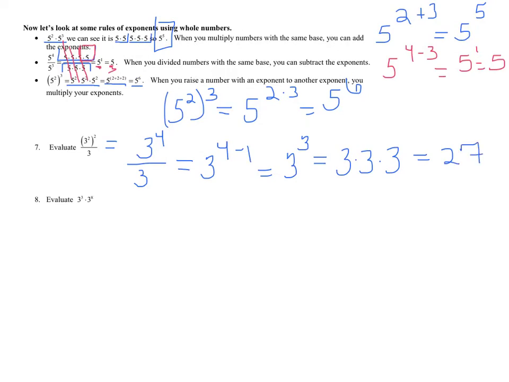Lastly, if I'm looking at 3 to the 3rd times 3 to the 8th, this is using the first property about multiplying numbers with like bases. So I would add those exponents and do 3 to the 3 plus 8, which is 3 to the 11th.